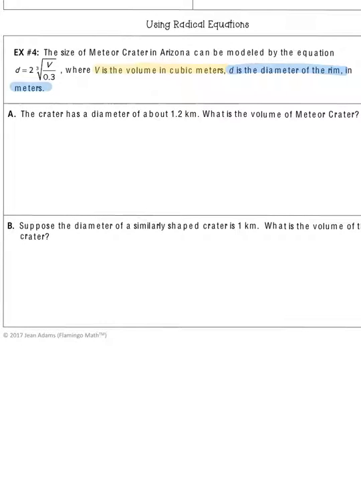So then part A goes on to say that the crater has a diameter of 1.2 kilometers. Well, that's a problem because everything here is in meters, and they're giving us the diameter in kilometers. This equation only works if you put meters into it. So we're going to have to convert 1.2 kilometers into meters. They want to know what the volume is, but let's start with the diameter.